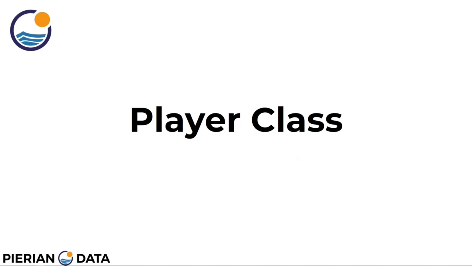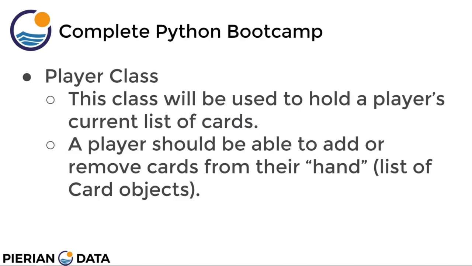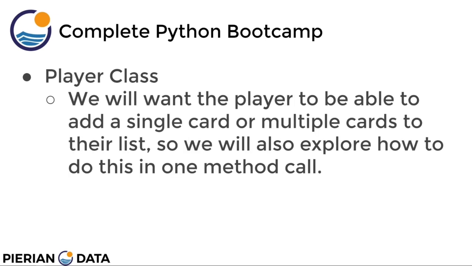Welcome everyone to this lecture on the player class. The player class will be used to hold a player's current list of cards. A player should be able to add or remove cards from their hand, that is, their list of card objects. And we're going to want the player to be able to either add a single card or multiple cards to their list. And we're going to explore how to do this in a single method call.